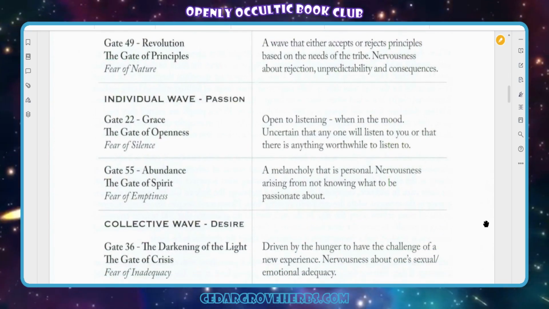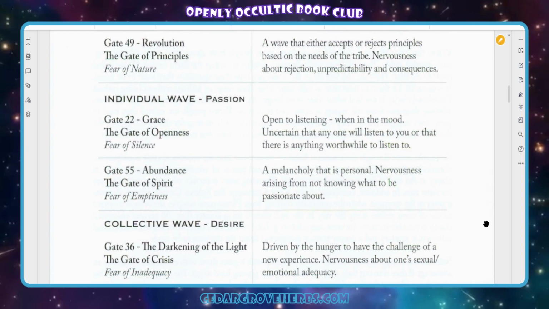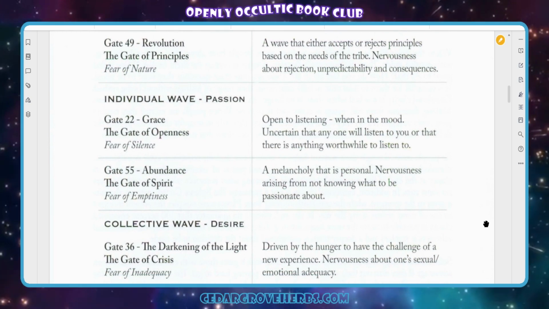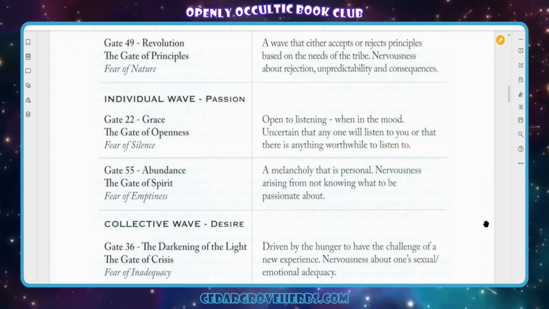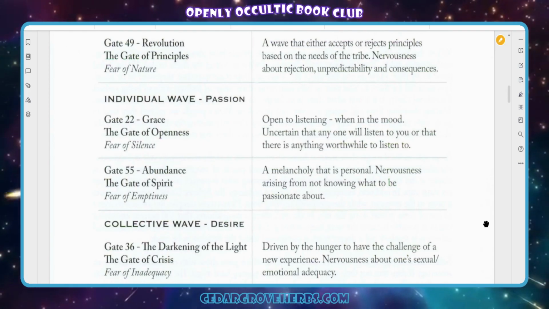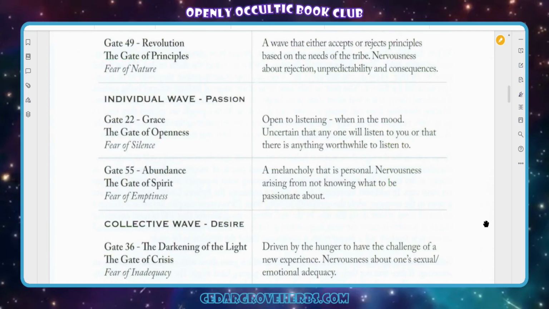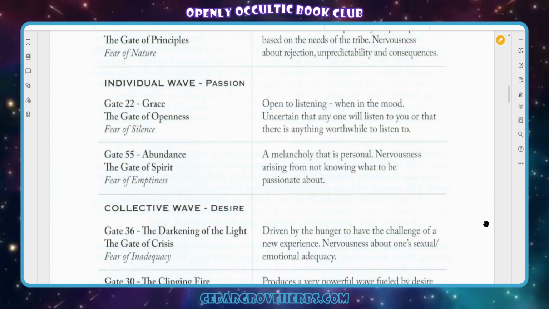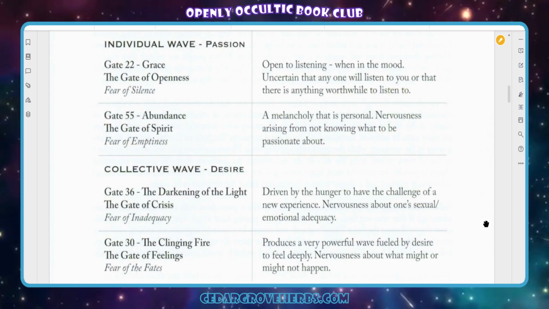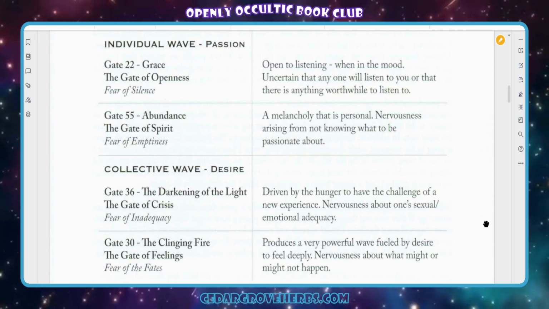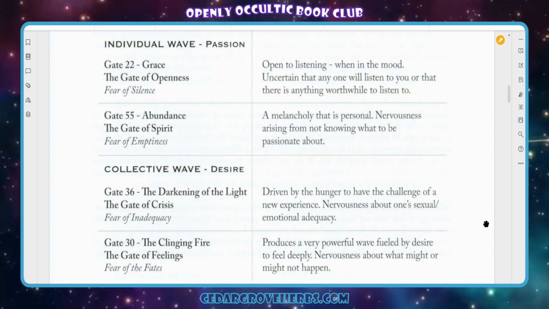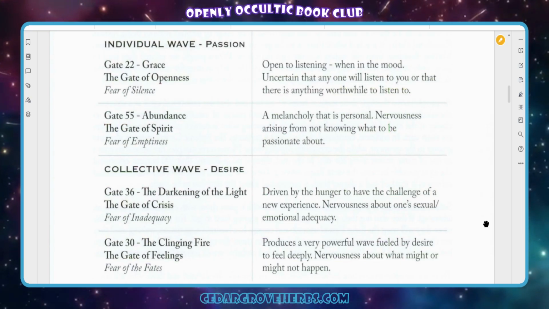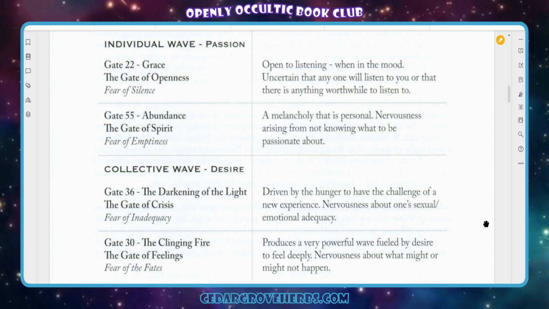Individual wave, passion. Gate 22, grace, the gate of openness, fear of silence. Open to listening when in the mood. Uncertain that anyone will listen to you or that there is anything worthwhile to listen to. Gate 55, abundance, the gate of spirit, the fear of emptiness. A melancholy that is personal, nervousness arising from not knowing what to be passionate about.